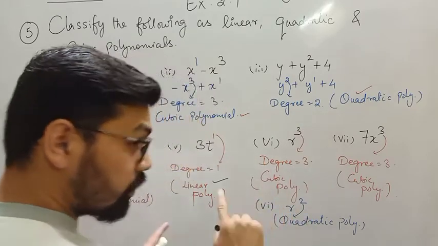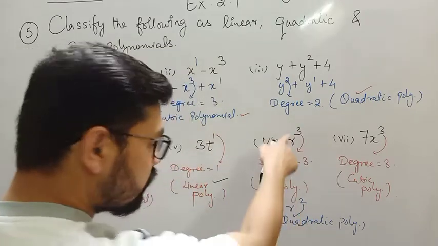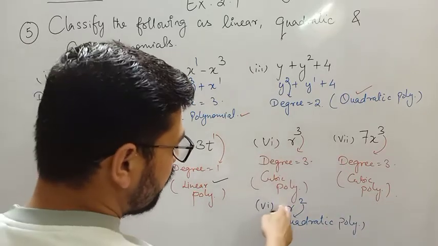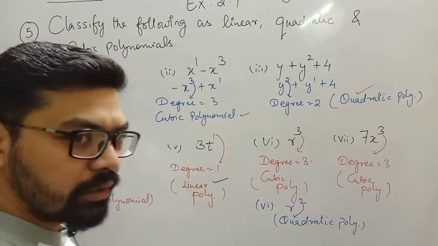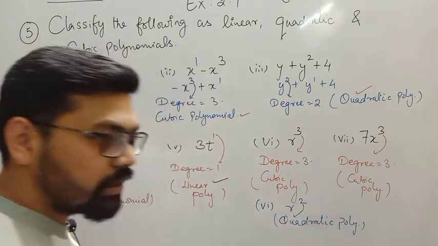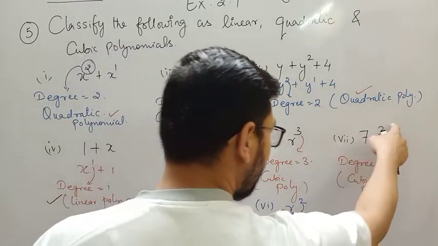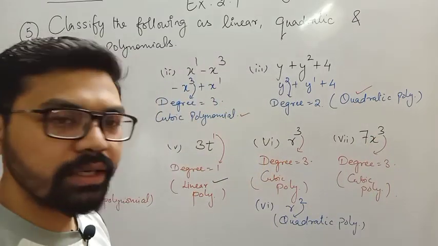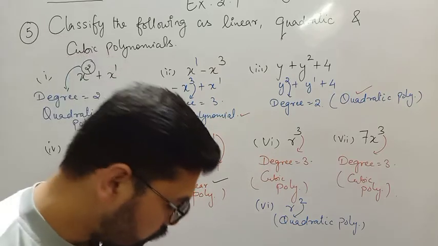Let's say the question which is given in your book is r square, not r cube. So this is an additional one that I have given to you for your practice. So r square is again a quadratic polynomial, the reason is highest degree is equal to 2, and x power cube is a cubic polynomial, the reason is the highest degree is 3. Okay.